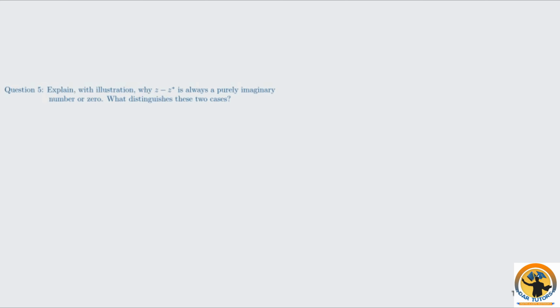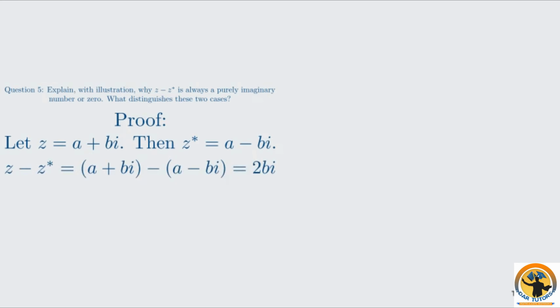Let's begin with the algebraic proof, which we explored earlier. Let's write a complex number z as a plus bi. Its conjugate is z star, or a minus bi. The difference, z minus z star, is the quantity a plus bi minus a minus bi, which simplifies to 2bi. This result has a real part of 0 and an imaginary part of 2b. Thus, it is purely imaginary.